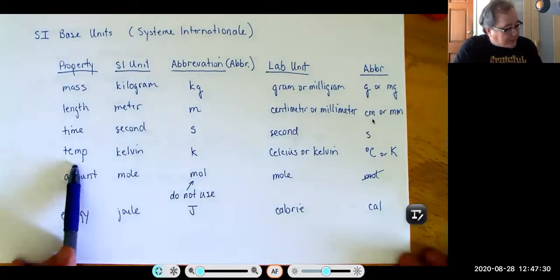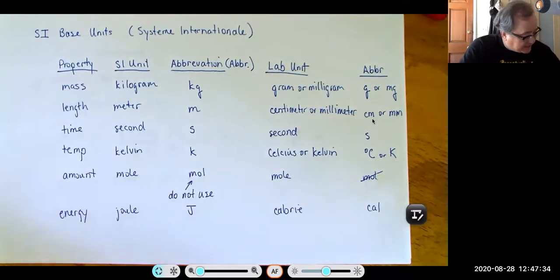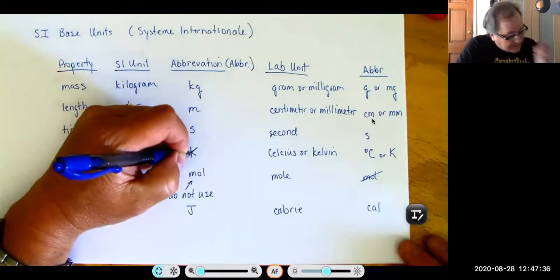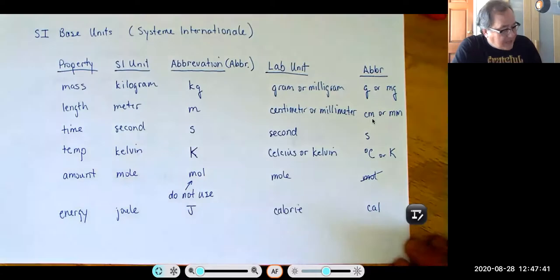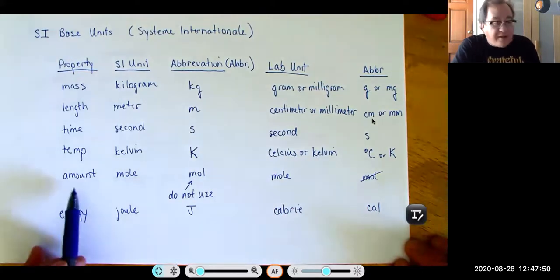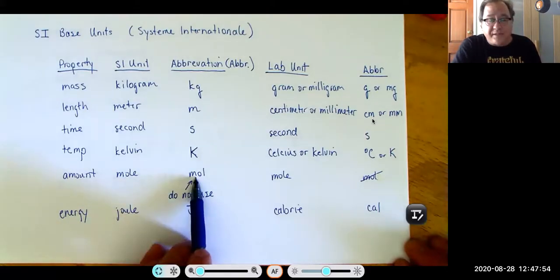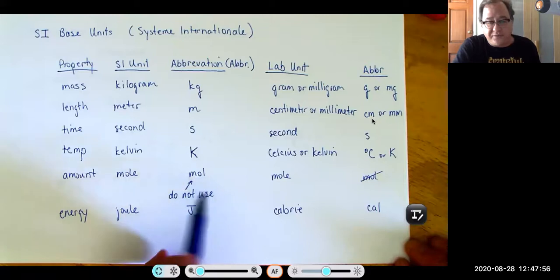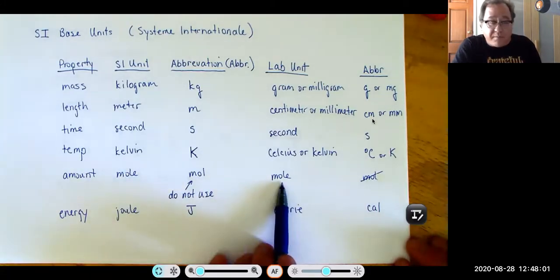Temperature. The SI unit is the Kelvin with the lowercase k. Well, actually, I think it's an uppercase K, not a lowercase k. Here in the lab, we use Celsius or Kelvin. I never understood this: they always make this word lowercase when I write it out, but it's named after a person. Kind of weird. Amount is the mole. This is the abbreviation for a mole. Don't use it, because people look at that and they think molecule. Here's the lab unit we use for amount: mole.